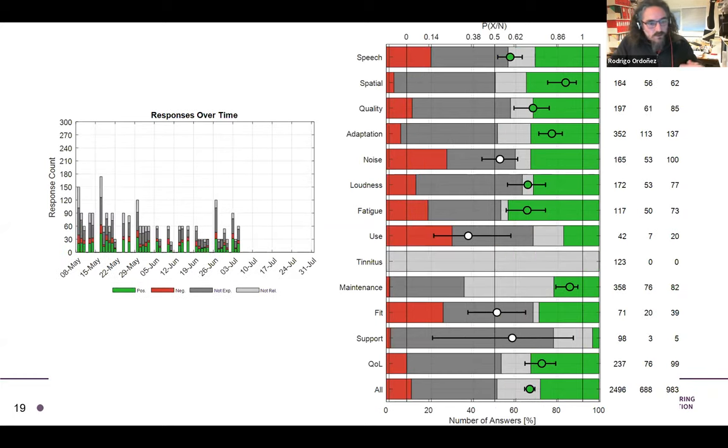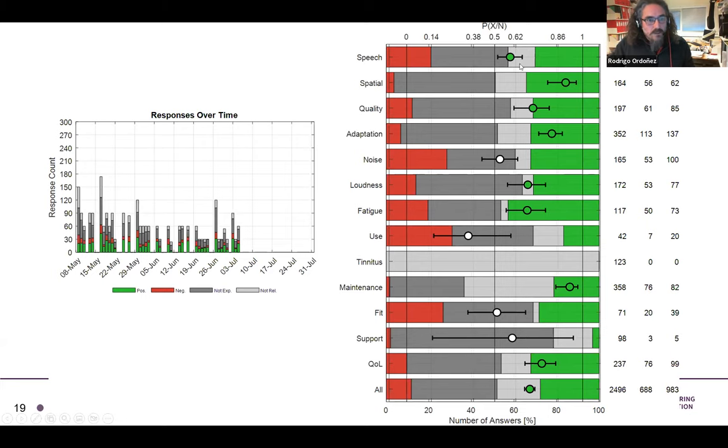So this is what we would expect: minimum engagement during these 2 months to be able to have information to actually help the audiologist. In this case, for example, we can see clearly that the person has some challenges in terms of using the hearing aid, or that the person is actually very satisfied with the spatial perception of the hearing aid.